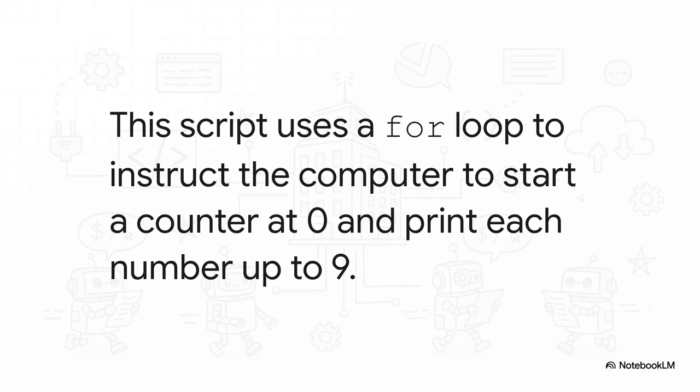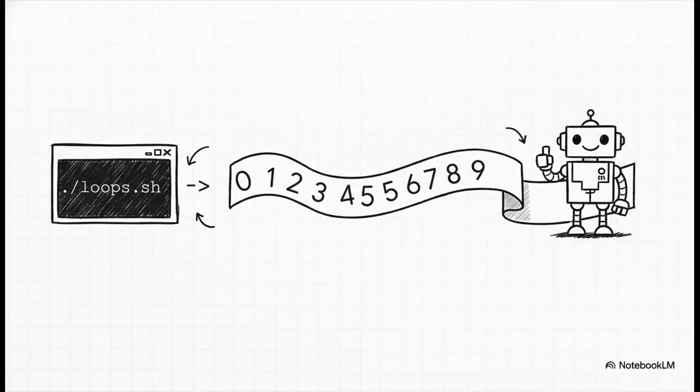All this little script, loops.sh, is doing is saying start at 0 and keep counting up one by one and print out the number until you hit 9. It's a really basic but really powerful example of a loop in action. And what's the result? Well, you run it, and it does exactly what we told it to. Bam! It prints the numbers 0 through 9, one after the other. No fuss, no mistakes, just perfect, clean repetition.